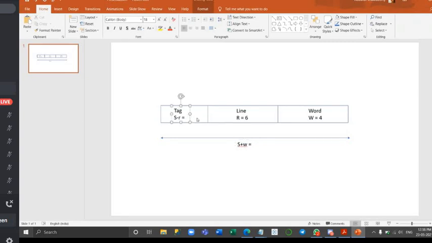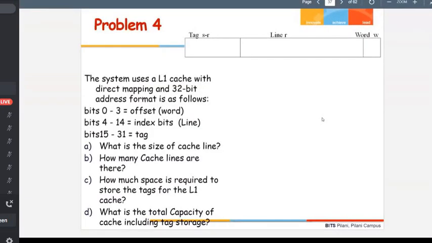I hope these examples are giving you a clear idea as to how you can compute these numericals. I'm not sure if such simple ones will be given out, but if they are, you need to remember a couple of formulas. If you are given the block size, it will be equal to the cache line size, and you can immediately find out W. If you are given the number of lines in the cache, you can immediately compute R, because the number of lines in the cache is equal to 2 to the power R.